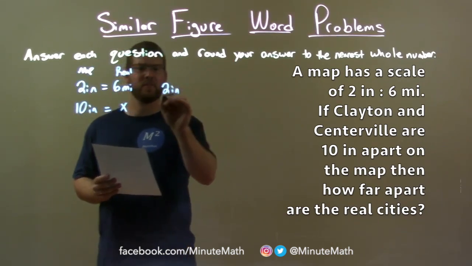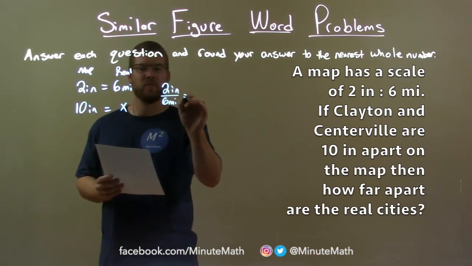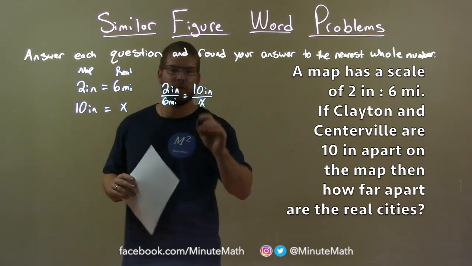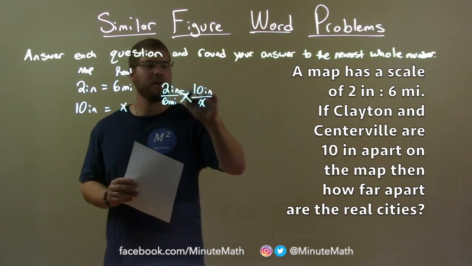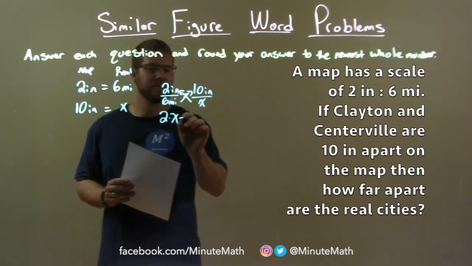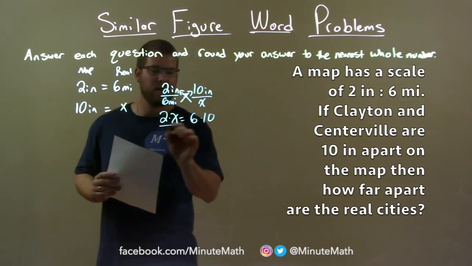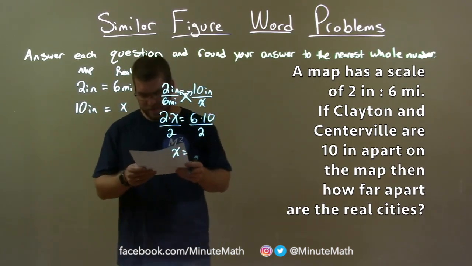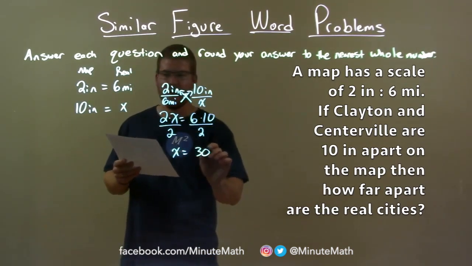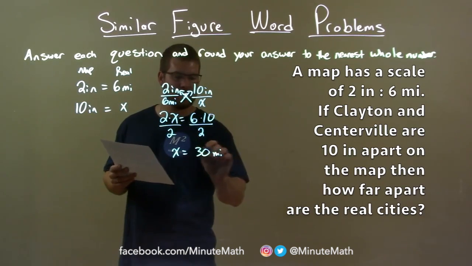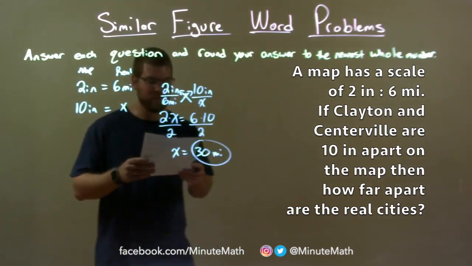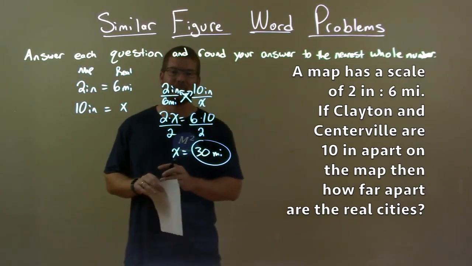2 inches to 6 miles should equal 10 inches to x miles. Let's solve for x. Cross multiply here. 2 times x equals 6 times 10. Divide both sides by 2. X is by itself, and 6 times 10 divided by 2 is 30. Our unit is miles. And so our final answer, Clayton and Centerville are 30 miles apart.